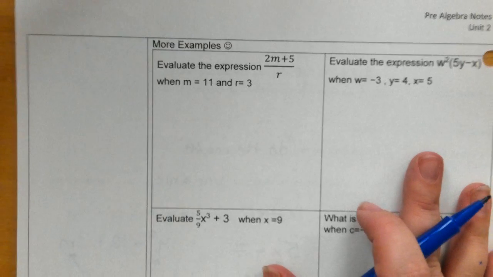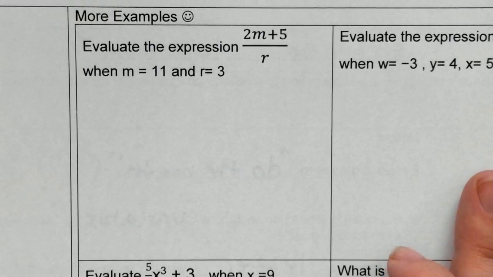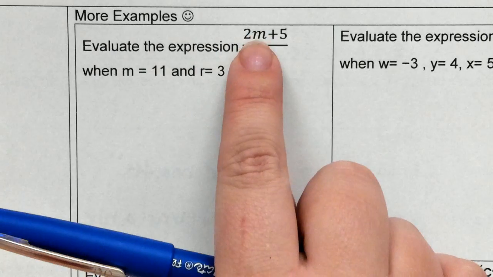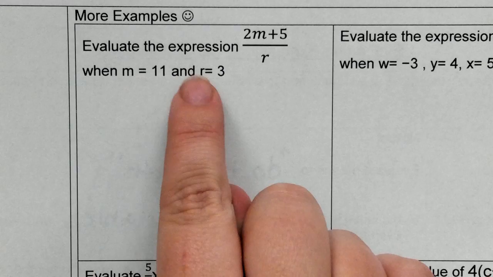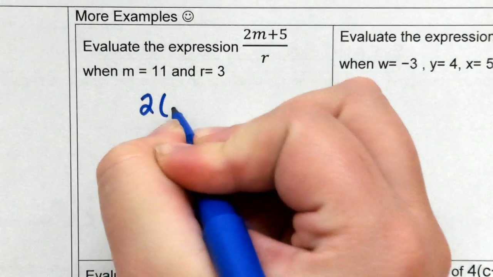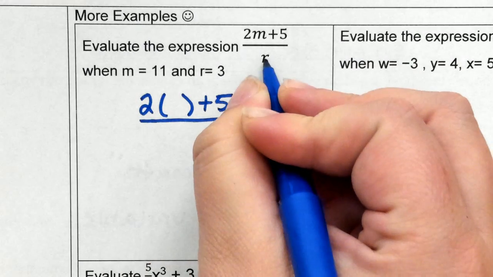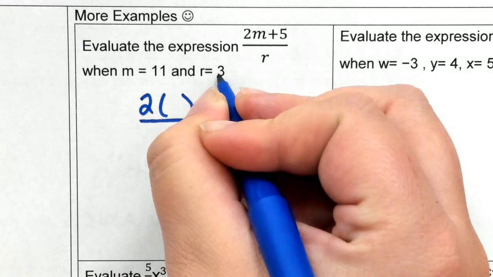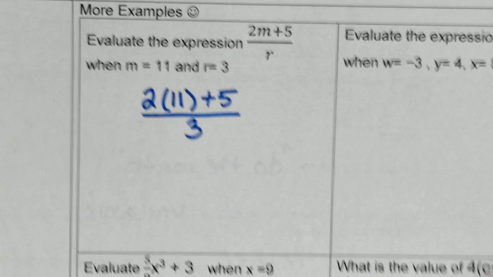Like this first one up here. Let's see if it wants to focus. Zoom in a little bit. Okay. So this expression says 2m plus 5 over r when m equals 11 and r equals 3. So let's rewrite that. 2m plus 5 over r. Well, r is 3, m is 11. So now I've rewritten that expression.